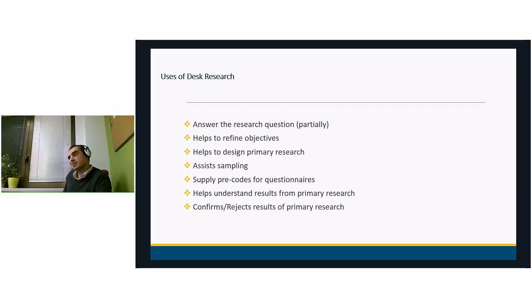The second good thing is that it helps refine our objectives. If we have a study that someone else did before us, we can learn from their mistakes and see where this person, if it is written, of course, made a mistake or not. Again, if we're making some kind of primary research, then this desk research could help us design it better.